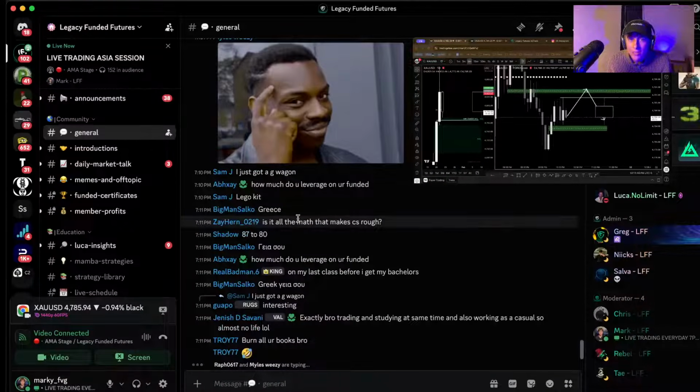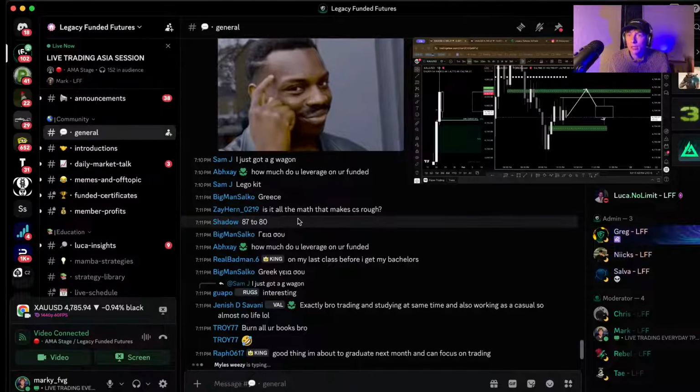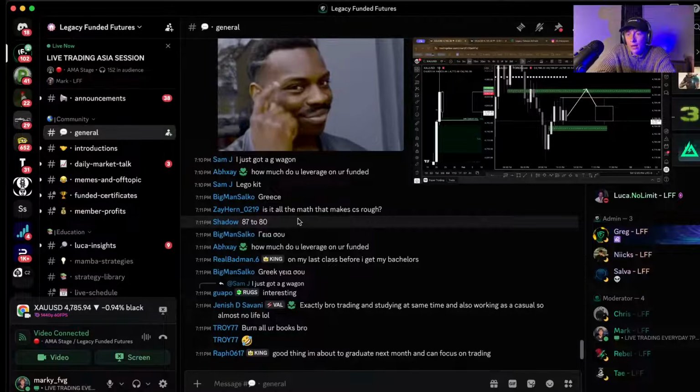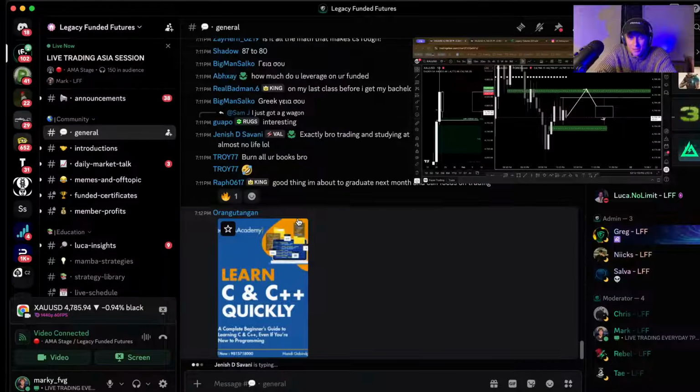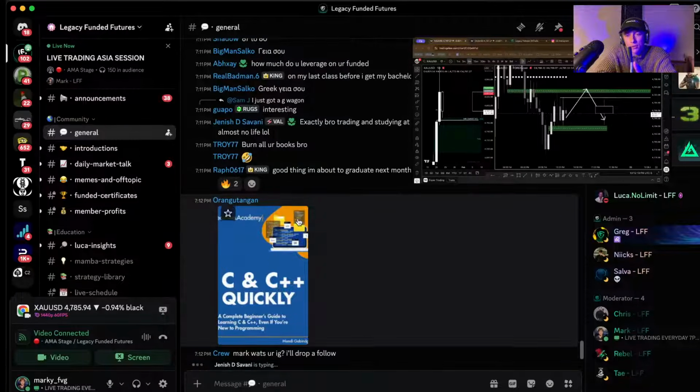Is it all the math that makes CS rough? It's not the math, it's the programming languages. Think about it as if you're learning Spanish. It's not easy to learn another language, and there's a bunch of different programming languages, and you have to learn those languages in order to use them for programming assignments. I would always try to cram it all into a few days, and I couldn't handle it. C and C++ quickly. Yeah. I didn't spend enough time in school, and you have to, especially at university.